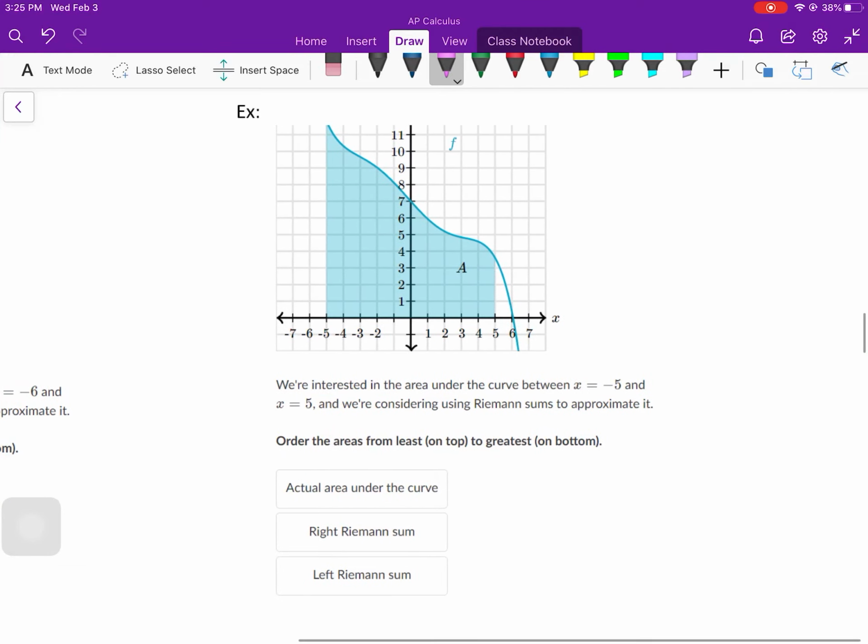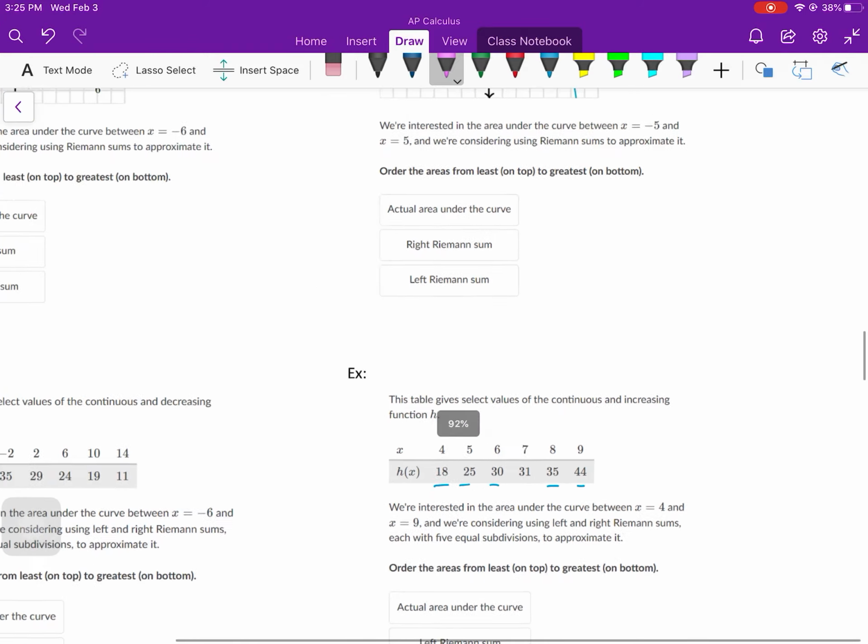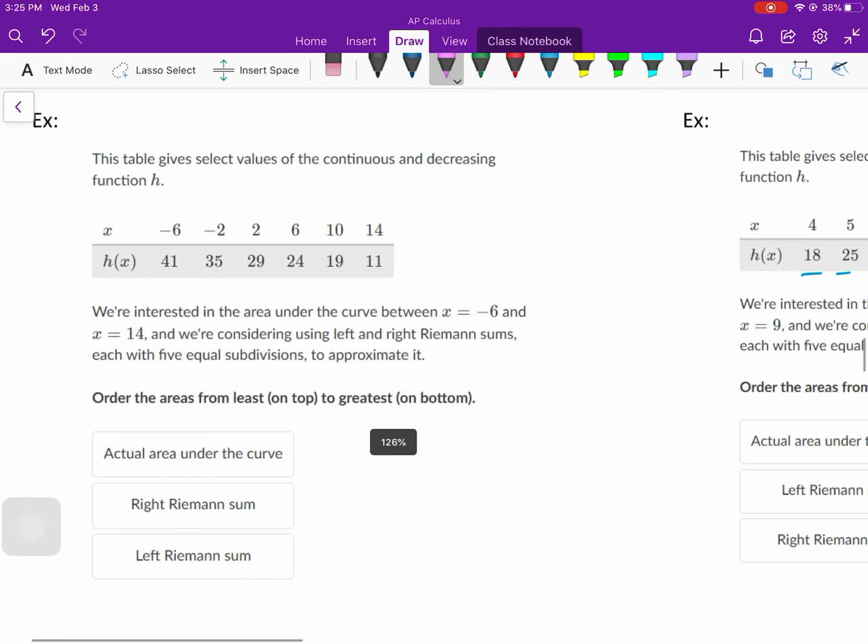Over here on this one, the left sum, I'll just start with the left. If we're touching on the left, you can see because it's decreasing that that's going to be an over approximation. So actually that's going to be the greatest, greater than the actual area. And then the right sum will be underneath, which makes it the least. Because if they touch on the right, that's underneath. So that's going to be our least because we're ordering from least to greatest.